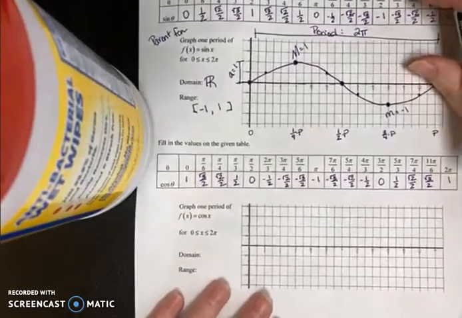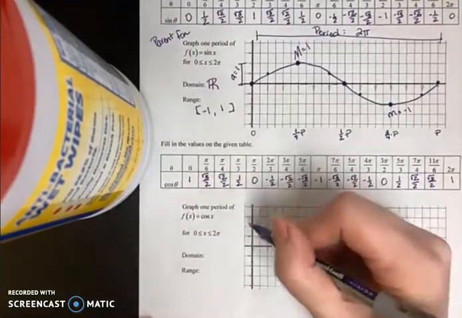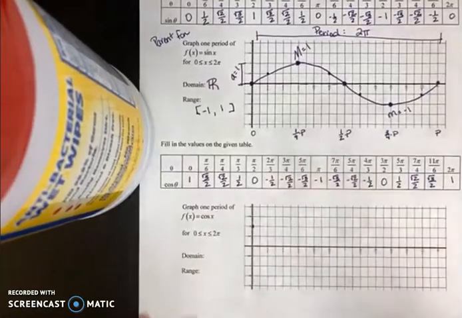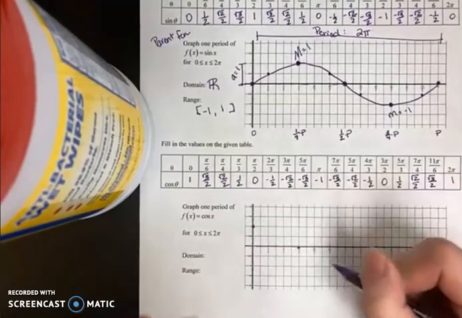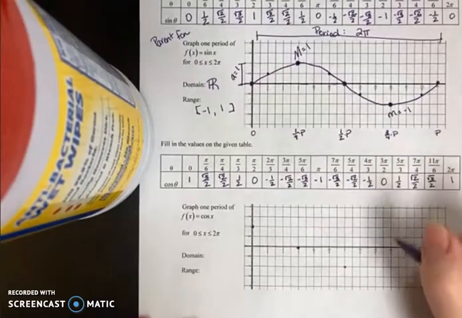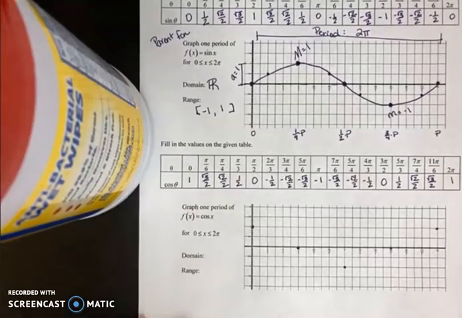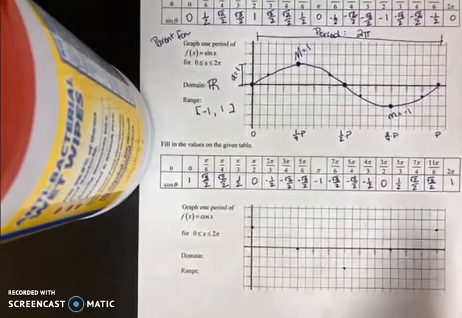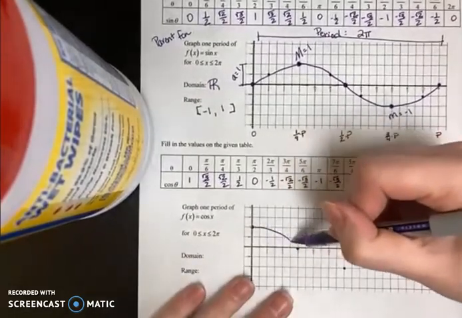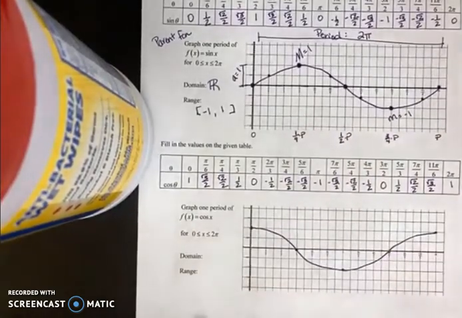All right, time to talk about cosine. Cosine also has 5 key points, but it has a different pattern. So cosine's pattern is going to be max, because I have a point at 0, 1. And then it's going to cross the x-axis at pi/2. Min at -1, cross the x-axis at 3pi/2, and then max at 2pi. So the pattern is max, x-axis, min, x-axis, max. You can see that through the table that we have created from the unit circle. When I'm connecting my points, I'm going to do a nice smooth curve.